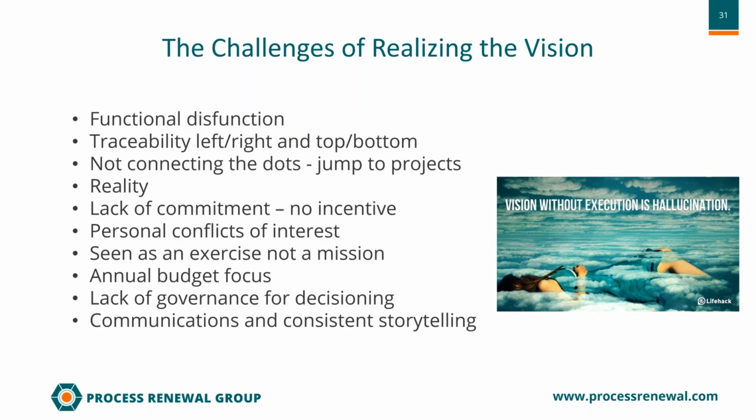So our challenge is we often end up with dysfunctionality because each functional group does their own thing. We basically have to make sure we have traceability, so we know if I touch one thing, I know everything else is affected. We jump to projects before we've connected the dots properly. And reality does get in the way. I mean, that's just a fact of life. There are quite often personal conflicts. Different people have different interests and are going to fight each other.